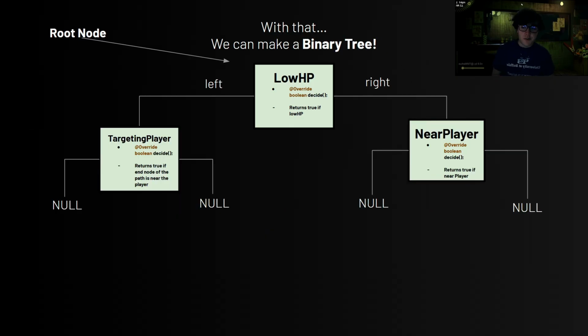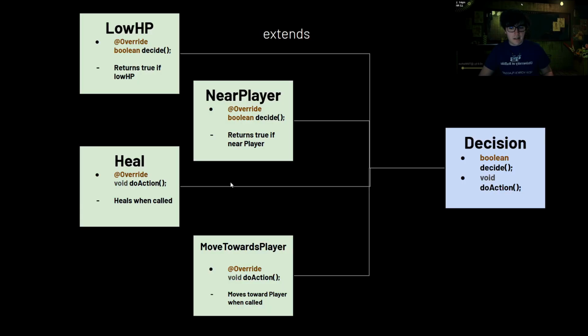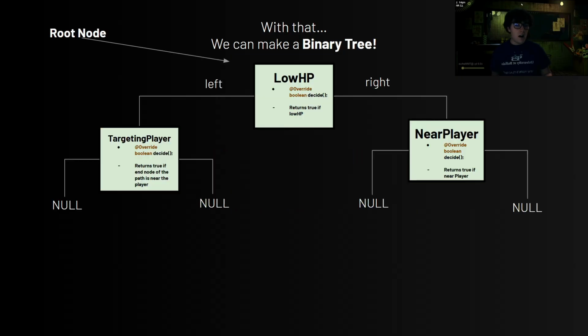So we expand our tree. Now we have a left and a right node to our root node that is not null. So I didn't define targeting player before. I believe I had a few different examples here. But I'm going to present another decision because it extends the decision class. Targeting player is a decision, and here I'm going to override the decide method again. And for the targeting player, I'm just saying that it returns true if the end node of the path is near the player. Again, don't worry too much about what I'm saying there. This is just for the example. We go more explicitly into that in the doc.